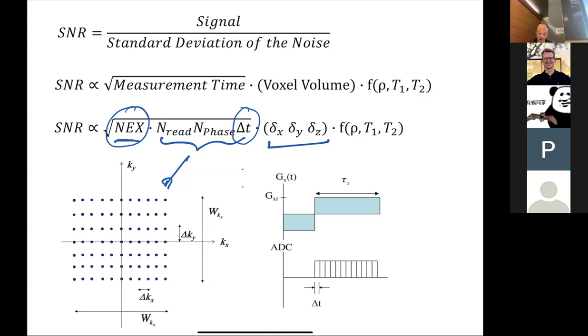And these are just the resolution elements. So this, for example, would be the slice thickness for a 2D acquisition. And then delta X and delta Y are just your voxel size. So there are all these things you can trade off. We're just going to look at a few of these trade-offs so you get a sense of what people do in practice.